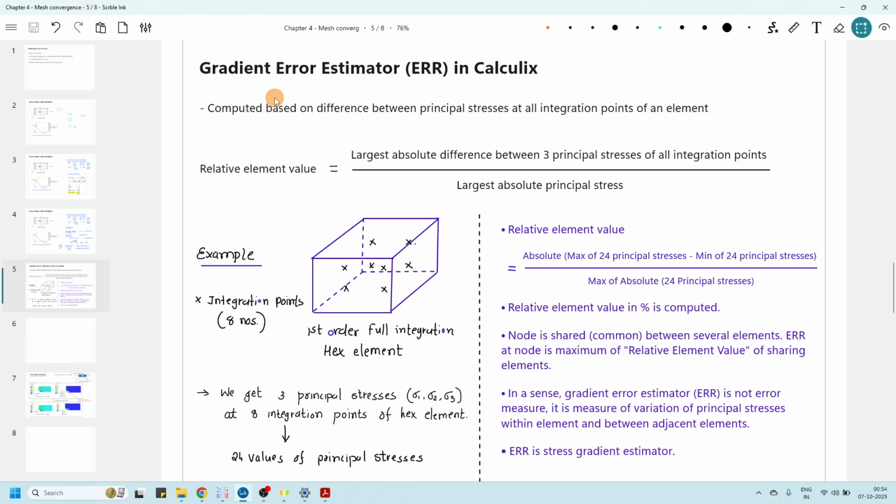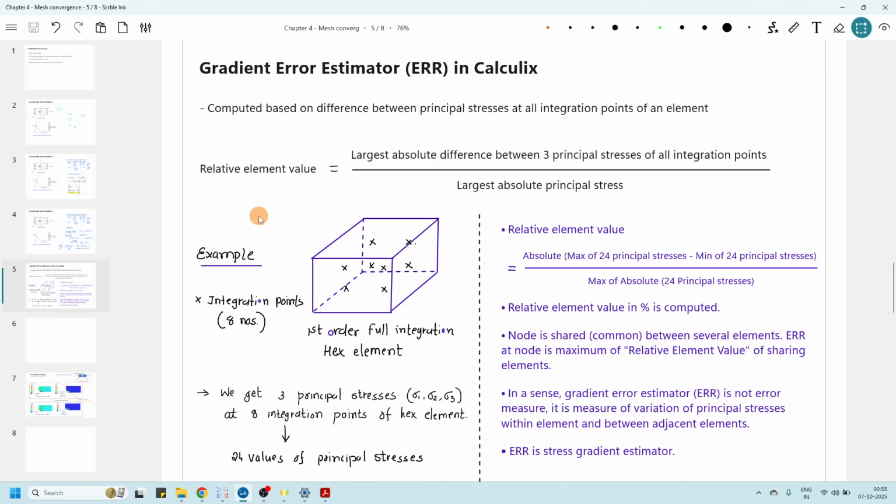Basically, we perform mesh convergence study to know whether our mesh density is adequate enough to capture the stress gradients or not, and that defines the accuracy of our results. So mesh convergence is very important.